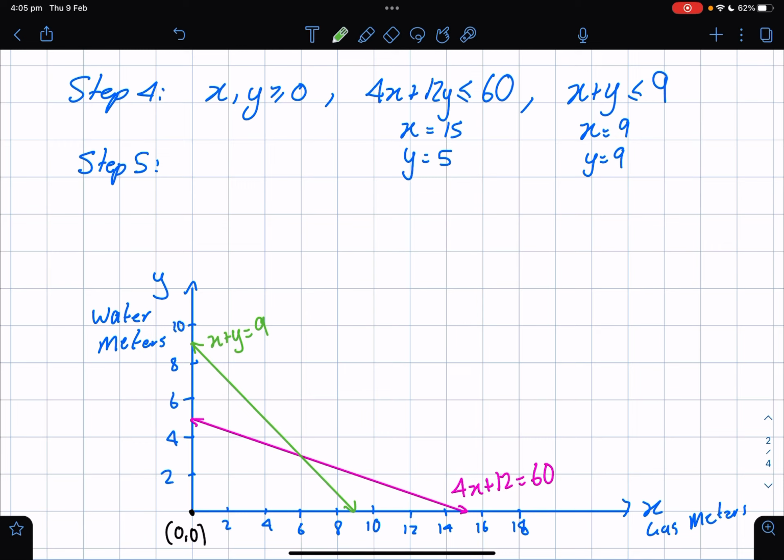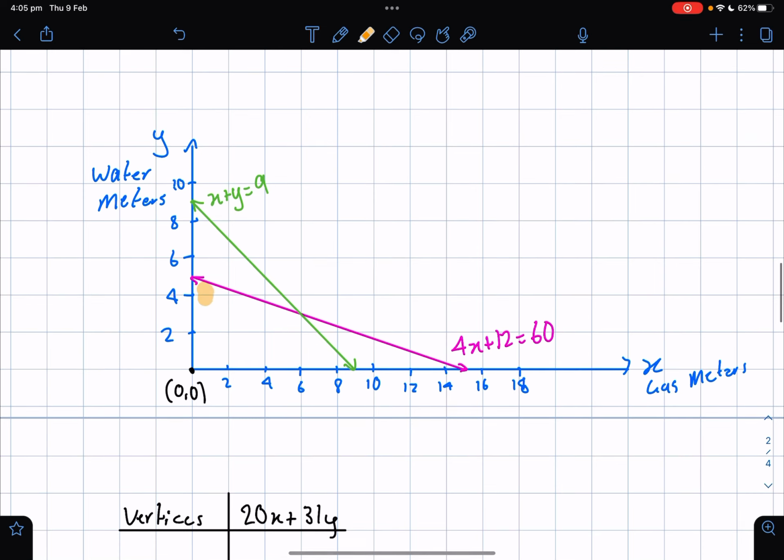All right, because our inequalities are below, so they're less than, that means we have to go underneath our lines, but still above the x and the y axis. So my feasible region is all the stuff in there. So I have a vertex here, a vertex here, a vertex here, and a vertex here. So we need to check all 4 to see which one gives me my maximum.